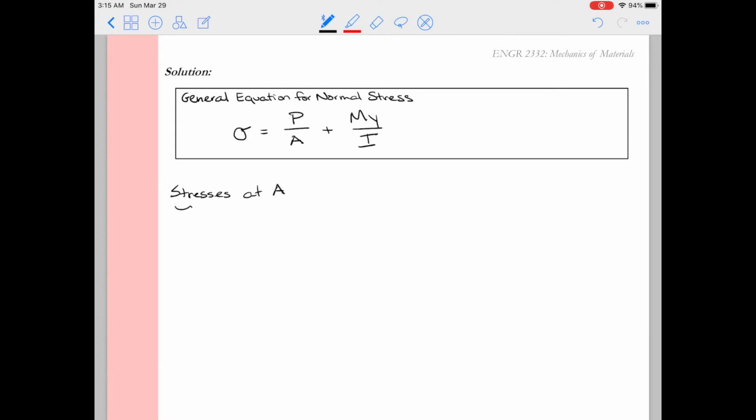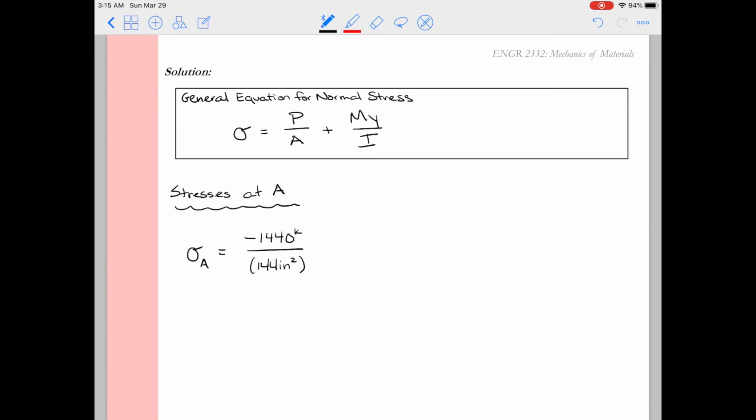So what we're talking about is some effect of axial force, P over A, plus some bending stress caused by the bending moment times y over the moment of inertia I. So let's take a look at those stresses at A. If I do P over A, I see that I have 1440 kips divided by 144 inches squared.